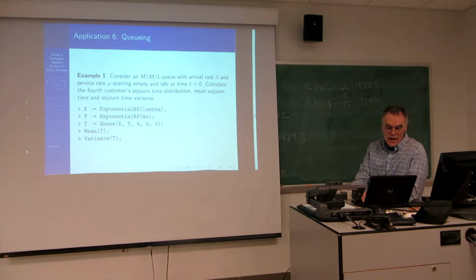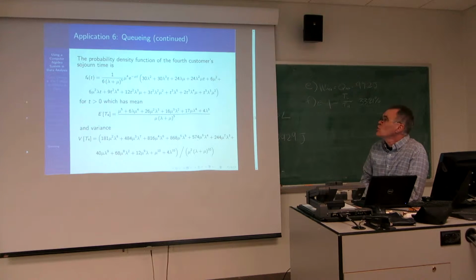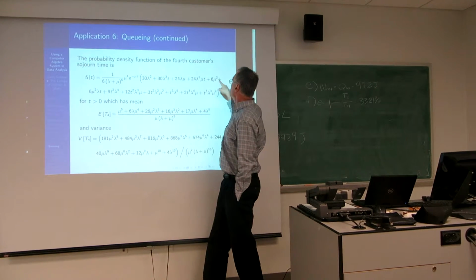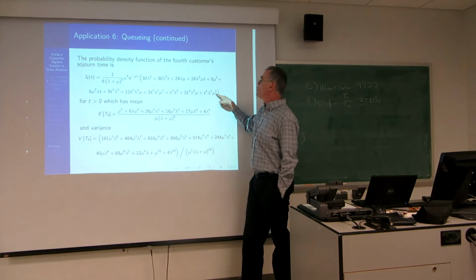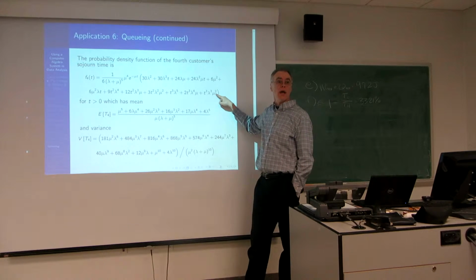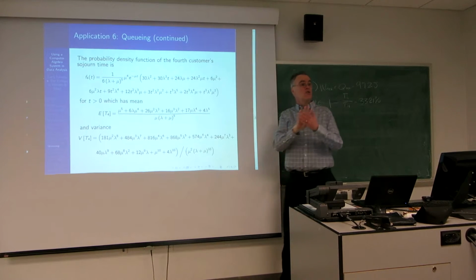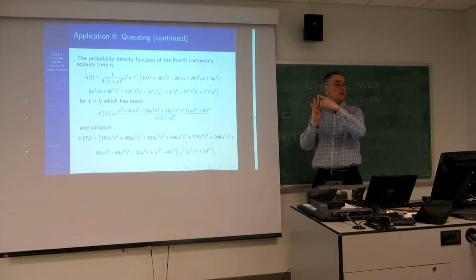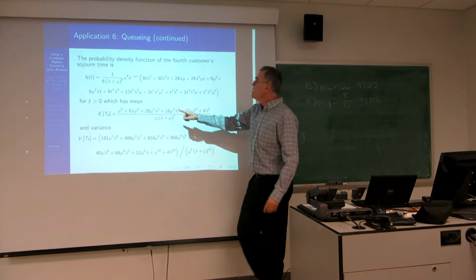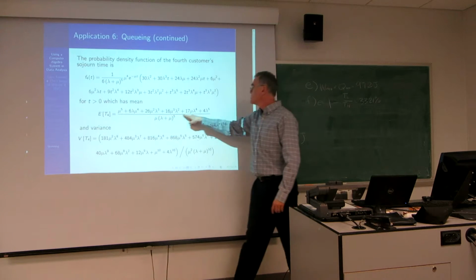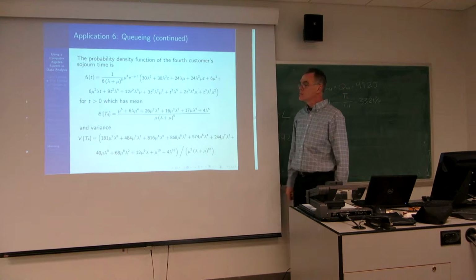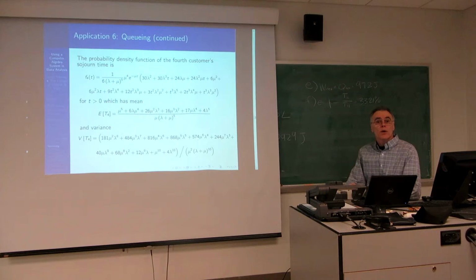Okay. On the next page, there's the scoop. Here is the probability density function of the 4th customer's sojourn time, symbolically in terms of lambda and mu. Okay? And why is it so long? It's so long because you've got to consider all of those things that can happen with the first 3 customers. The mean of this random variable is this awful expression right there, and its variance is that even more awful expression down there. Any questions?